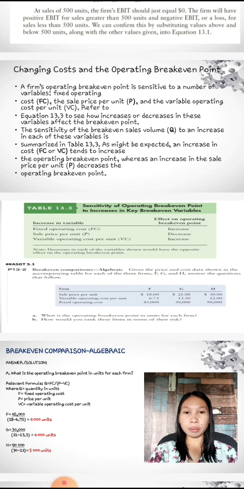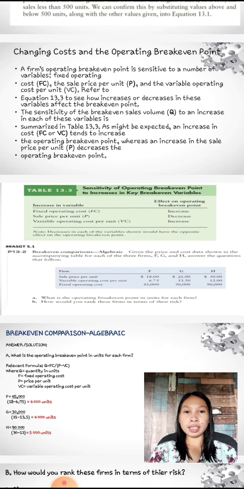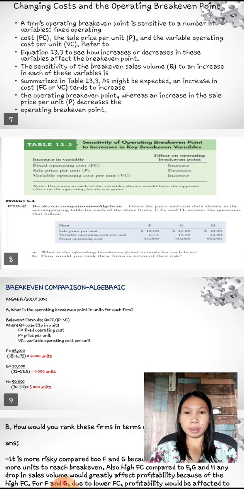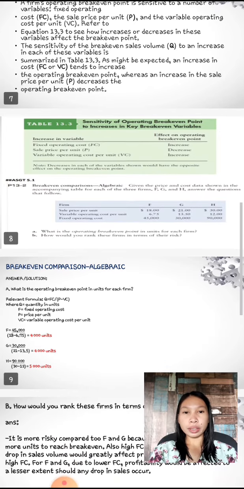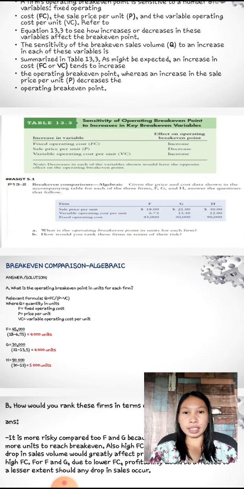The sensitivity of the break-even sales volume, or Q, to an increase in each of these variables is summarized in Table 13.3. As might be expected, an increase in cost, VC or FC, tends to increase the operating break-even point, whereas an increase in the sales price per unit decreases the operating break-even point.